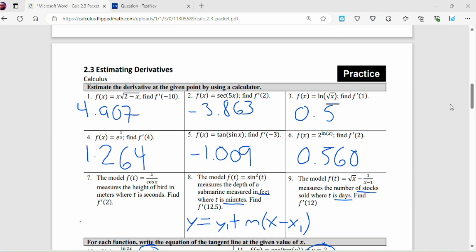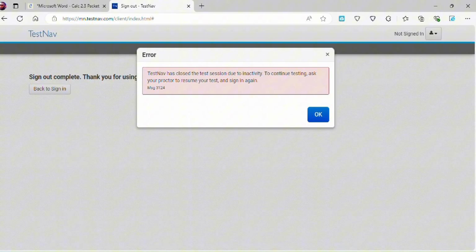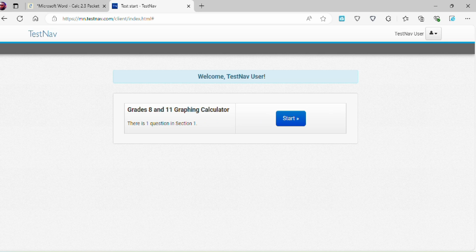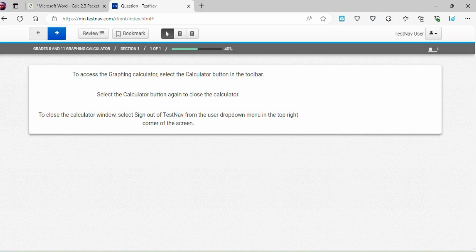Okay, so for questions 1 through 9, you have to estimate the derivative at the given point by using a calculator. Now, these questions are pretty easy, right? All you have to do is use a calculator and plug the function into your derivative, your math 8, and then you're going to find the derivative at that point. Now, I'm going to show you how to do just that.